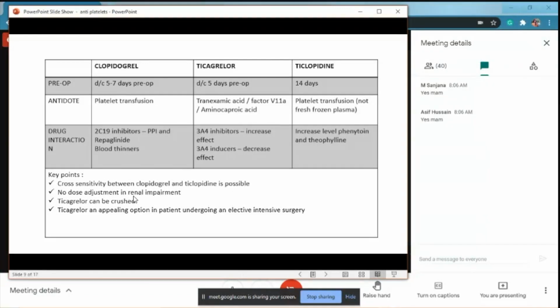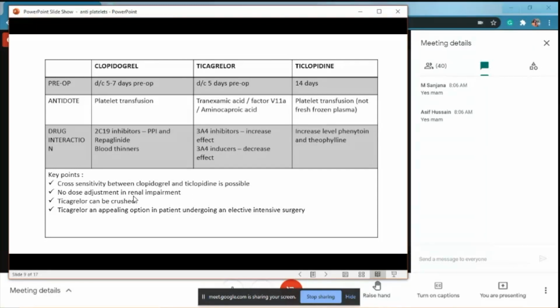Okay. Now, what are the antidotes for these medications? So for clopidogrel, platelet transfusion, and for ticagrelor, it's tranexamic acid, which is a fibrin stabilizer. And aminocaproic acid also is a fibrin stabilizer. And we can also give factor 7A. It can decrease the bleeding. And in ticlopidine, we do the platelet transfusion, but we do not use the fresh frozen plasma in that.